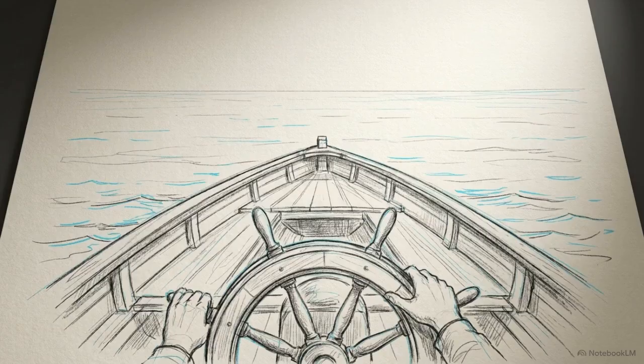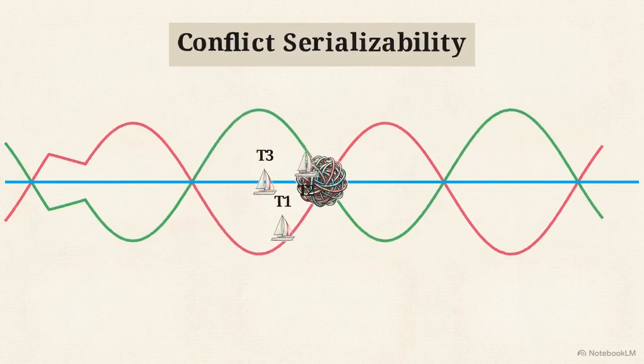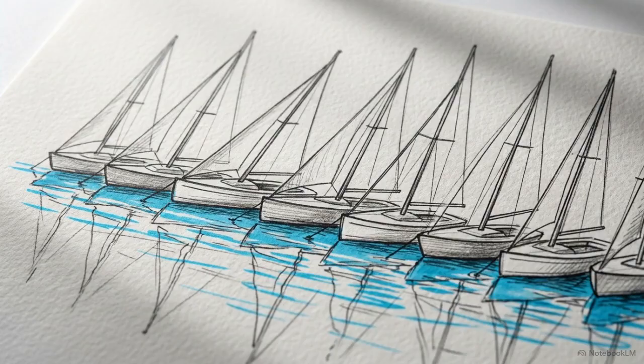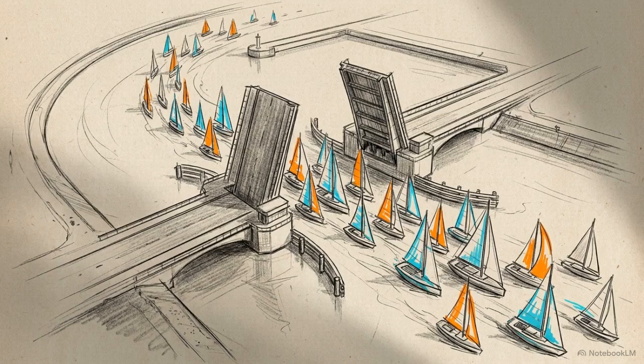Since no transaction from TI's future has seen the data, TI's write is harmlessly skipped. The boat continues its course. This moves the system from conflict serializability to view serializability. The schedule remains correct because the resulting database state is identical to a serial execution. By discarding these unnecessary operations, the protocol increases the number of transactions that can commit without a restart.